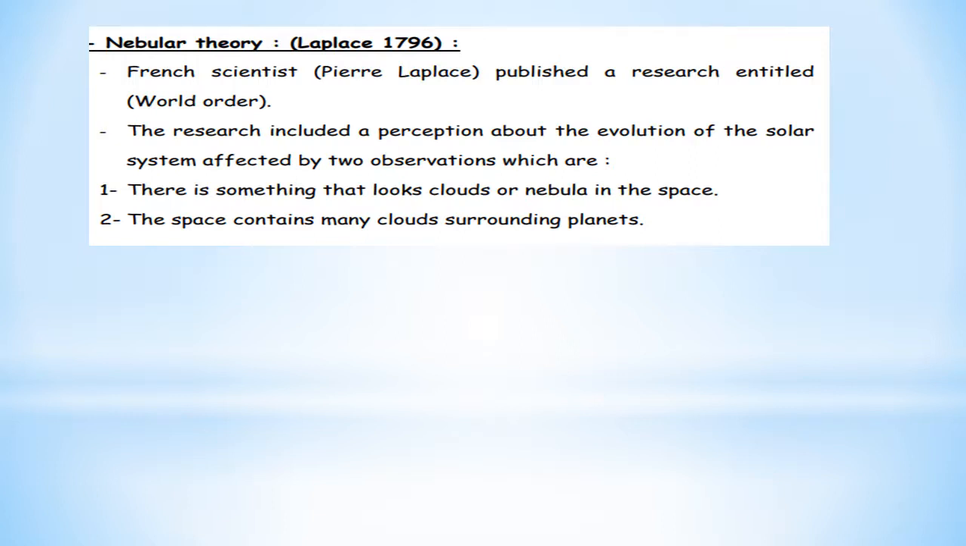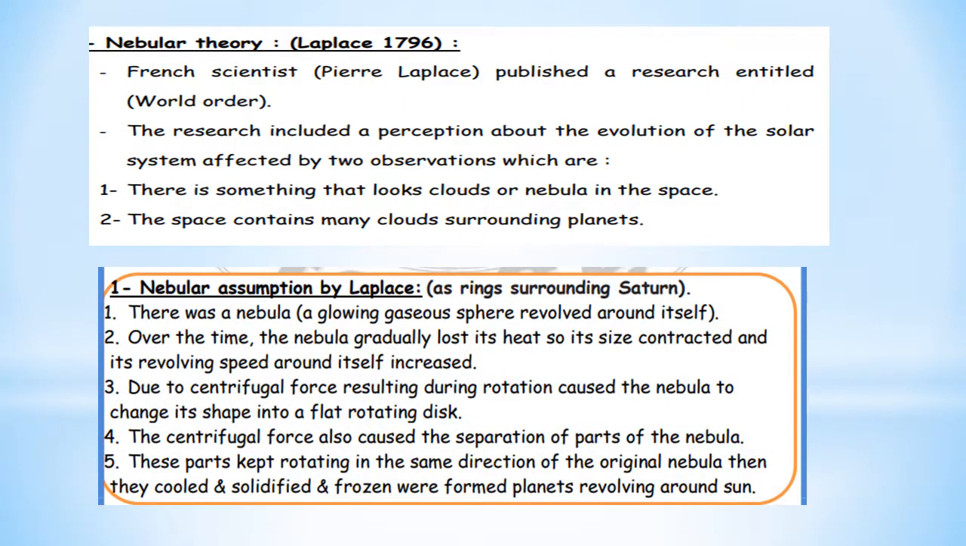So what is the idea of this theory? The solar system originated from a glowing gaseous sphere revolving around itself. This sphere is called the nebula. So before the solar system formed, it was a glowing gaseous sphere revolving around itself, which we call the nebula. Over time, the nebula lost its heat gradually. After being at a very high temperature, it loses its heat, so its size contracted and its revolving speed increased. So this is the first stage.